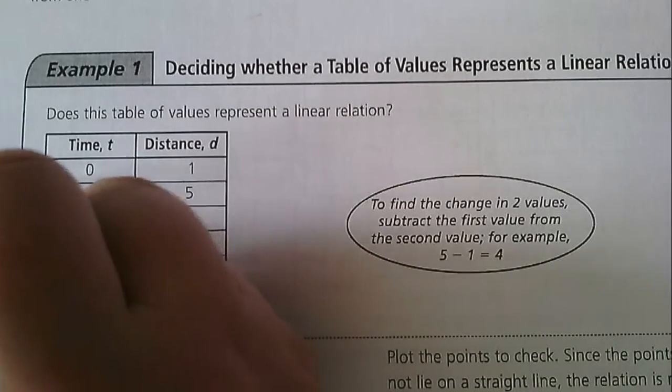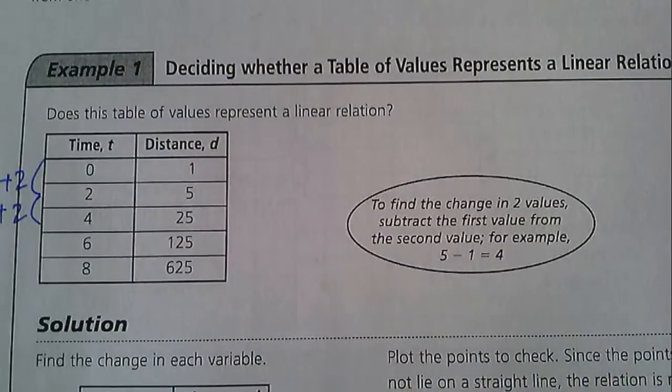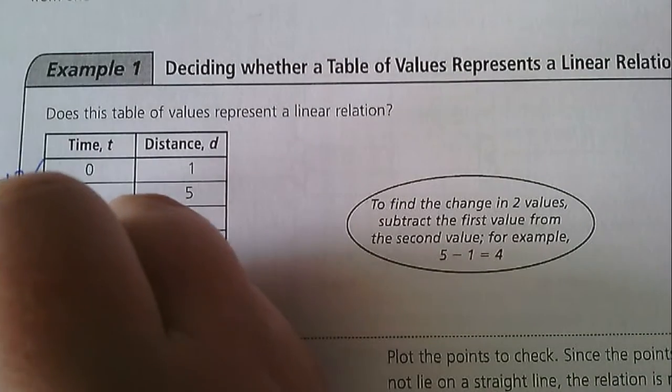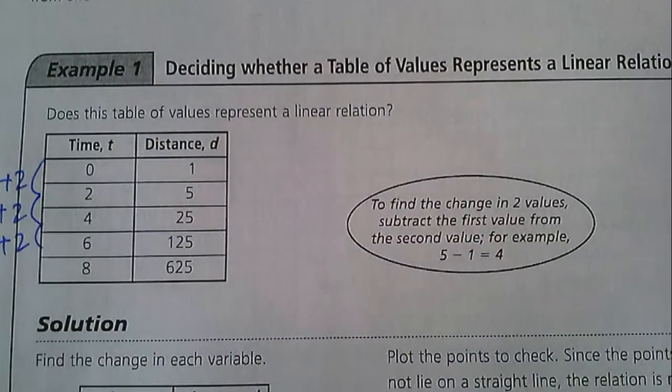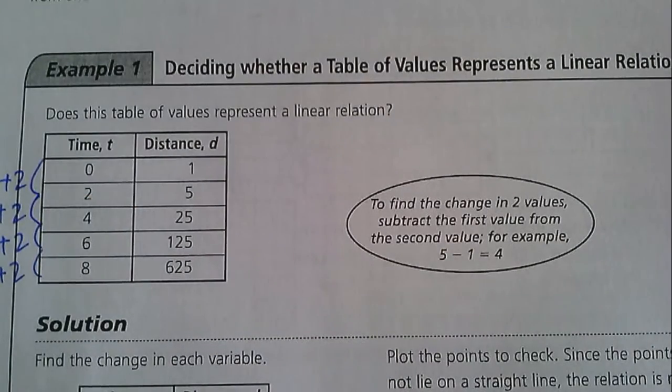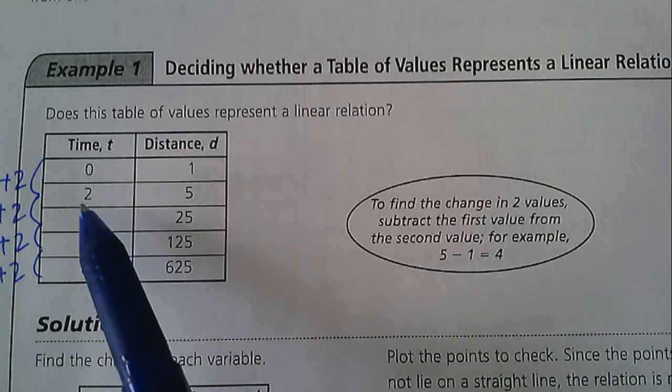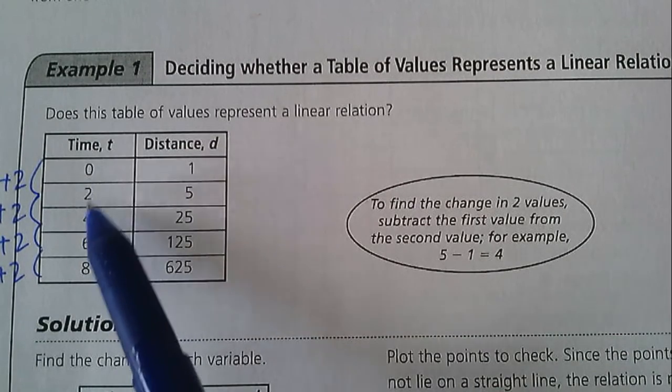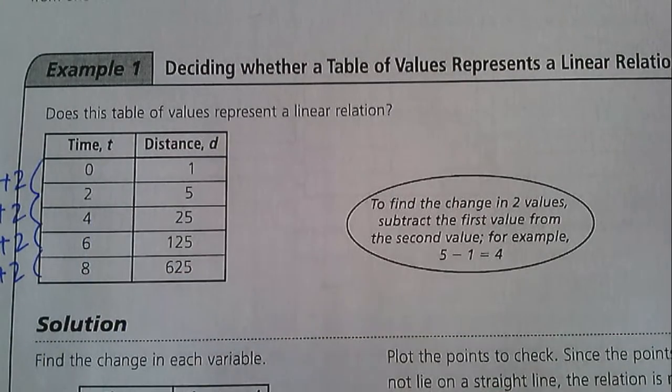From 2 to 4, that went up by another value of 2. From 4 to 6, that's another value of 2. And from 6 to 8, that's another value of 2. In order to find the difference, you would just subtract the first value from the second value. In this case, 4 minus 2 is 2, 6 minus 4 is 2, and 8 minus 6 is 2.